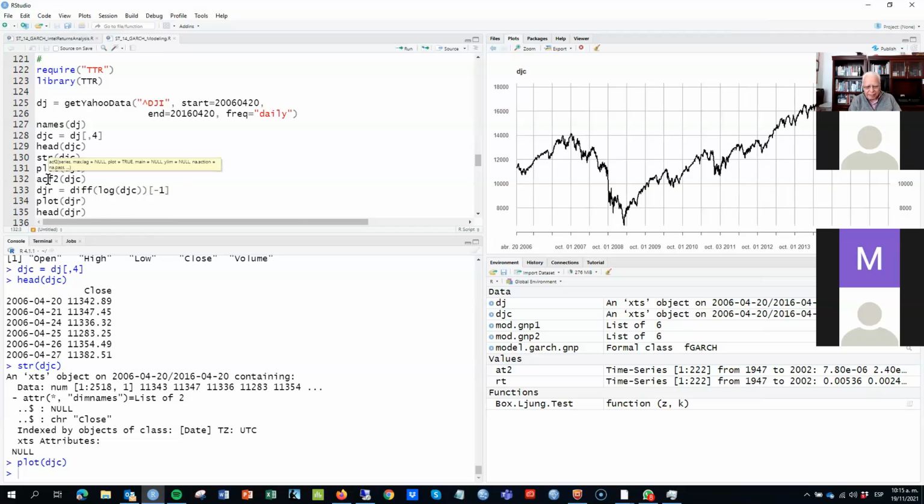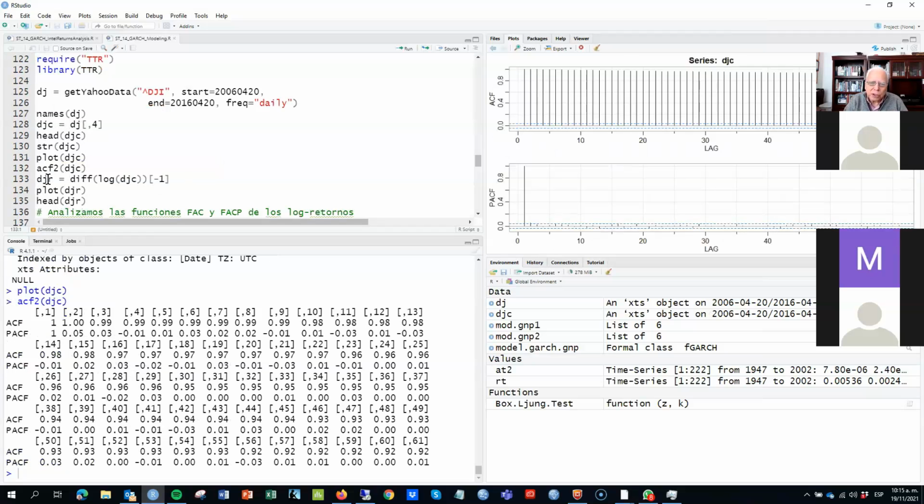And if we look at the autocorrelation function, it does not die right away. It's dying very, very slowly. So we need to difference the series.